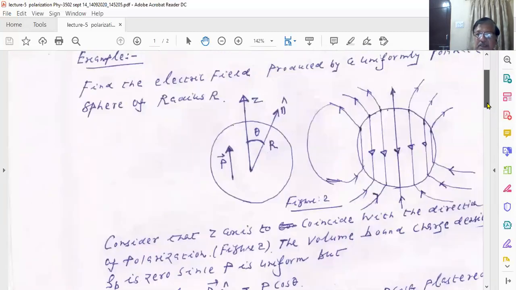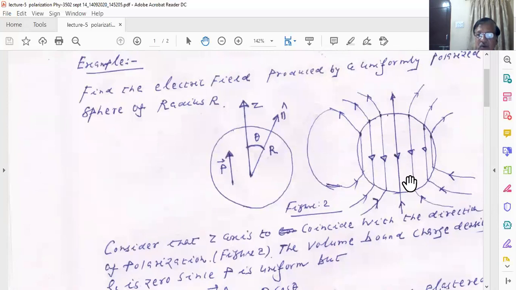So you can see here, I have mentioned here, look at the diagram in the interior of the sphere, look at your electric field. All this electric field in the interior of the sphere is in the negative z direction.